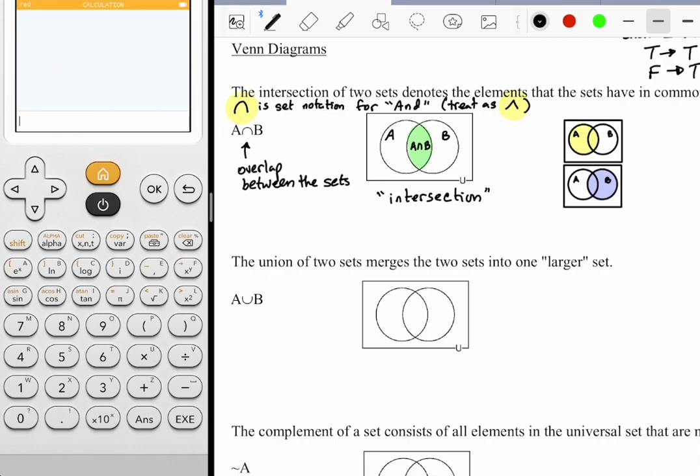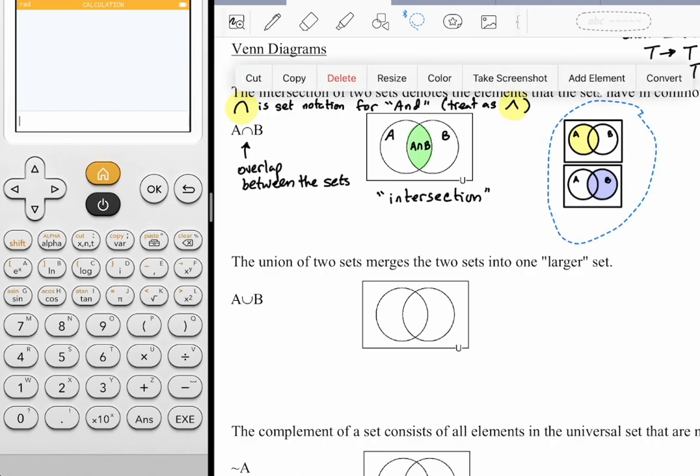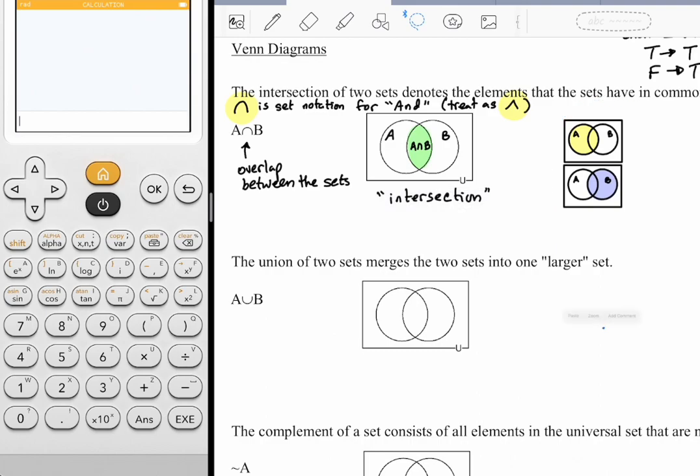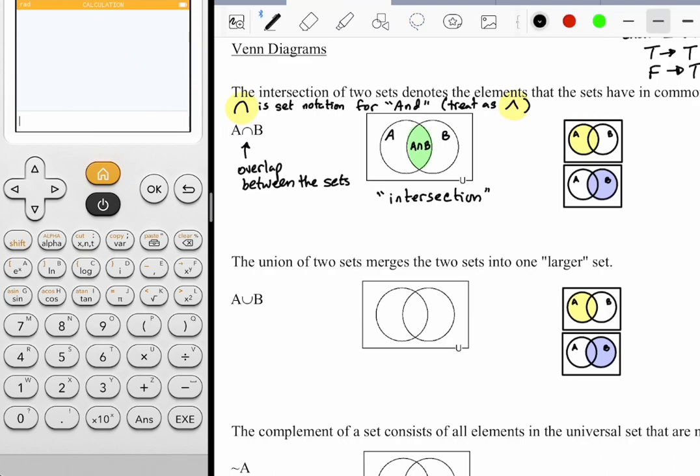Now, same sets, A and B, but this time we want what's called the union. All right. Now, sometimes in math, a term will define itself. Intersection, I think, is one of those, where they're in common, where they have the same area, where they have the same value sometimes. But the union, maybe not quite so much, but you'll see after I explain it. So this symbol is set notation for OR.